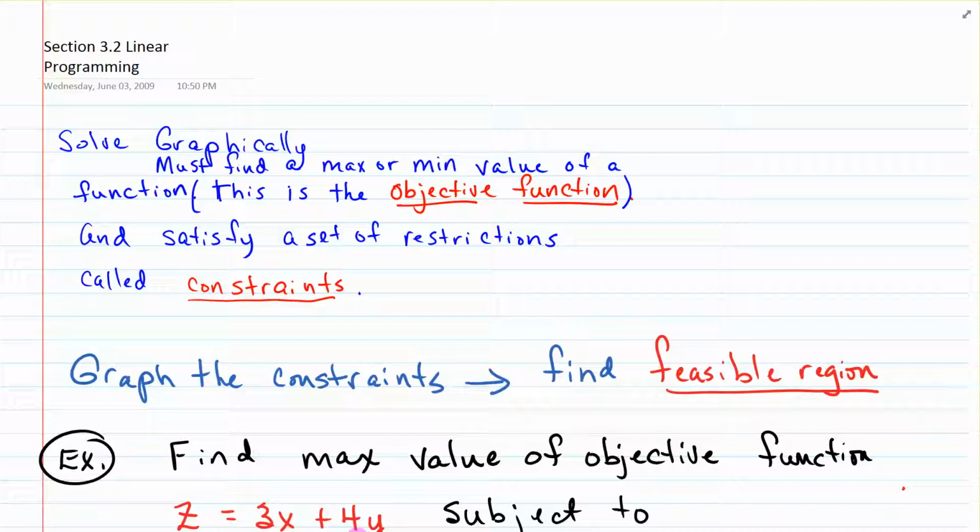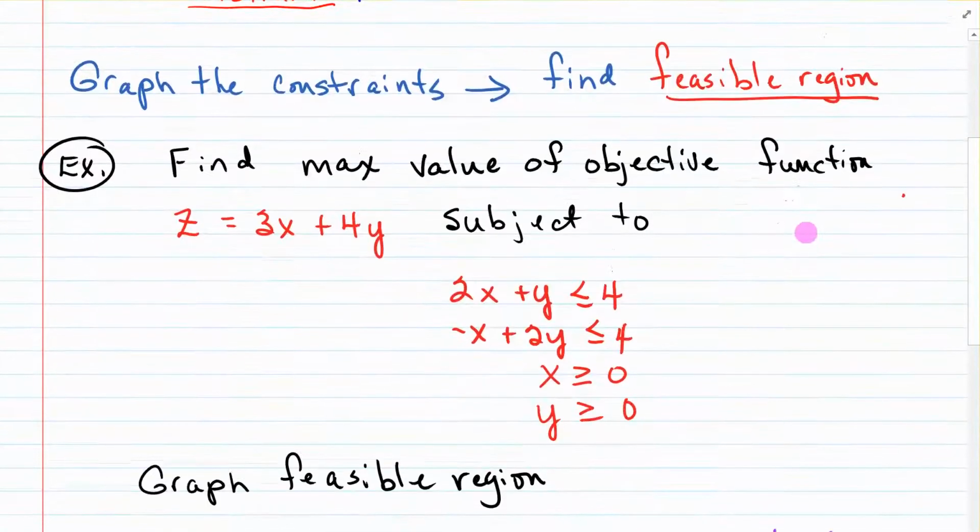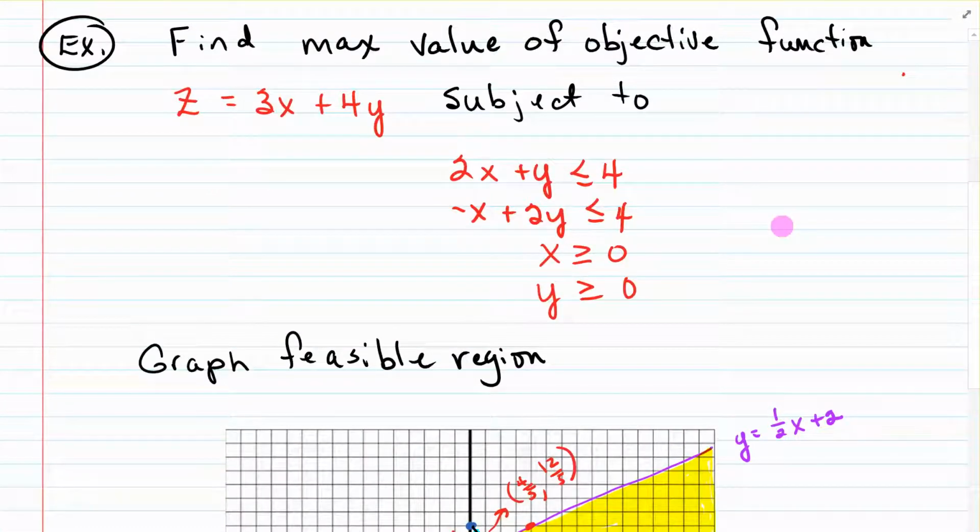So let's look at an example of this. The question might read, find the maximum value of the objective function z equals 3x plus 4y, subject to these constraints: 2x plus y is less than or equal to 4, negative x plus 2y is less than or equal to 4, and x and y are both greater than or equal to 0. You're supposed to graph this.